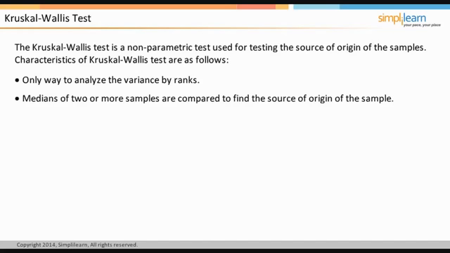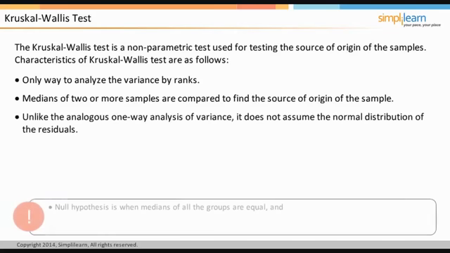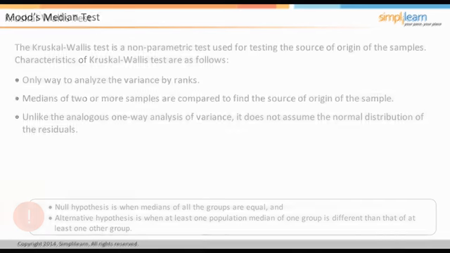Since this test is a non-parametric method, it does not assume the normal distribution of the residuals, unlike the analogous one-way analysis of variance. For this test, the null hypothesis is that the medians of all groups are equal, and the alternate hypothesis is that at least one population median of one group is different from the population median of at least one other group. Let us learn about the Mood's median in the next screen.